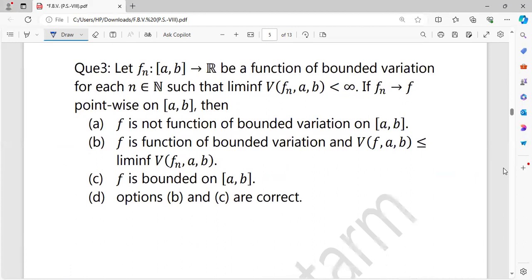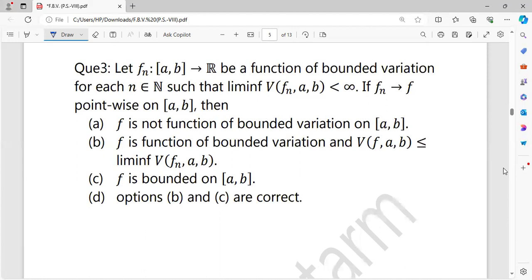Let Fn be a function of bounded variation for each n belongs to N, such that the limit inferior of the sequence is finite. If Fn tends to F pointwise on [a, b], then which of the following statements are correct?